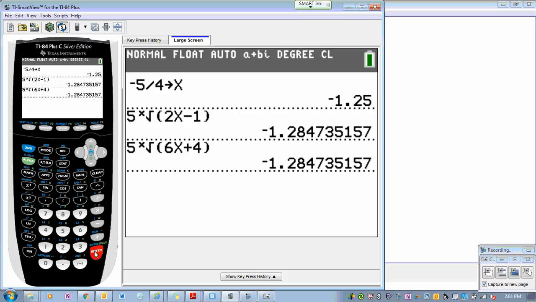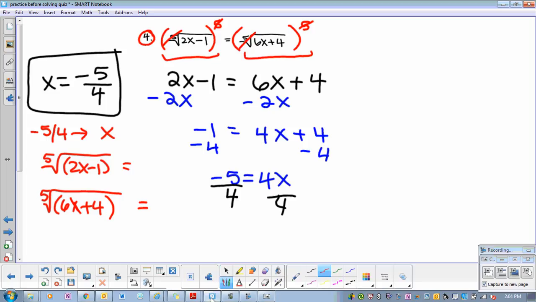Make sure you put it in parentheses. We'll give you a different answer. So last step, just please make sure you put a check mark. You say yes. All right?